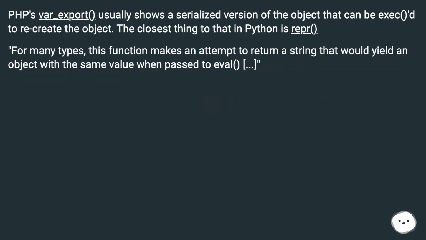PHP's var_export usually shows a serialized version of the object that can be executed to recreate the object. The closest thing to that in Python is repr. For many types, this function makes an attempt to return a string that would yield an object with the same value when passed to eval.